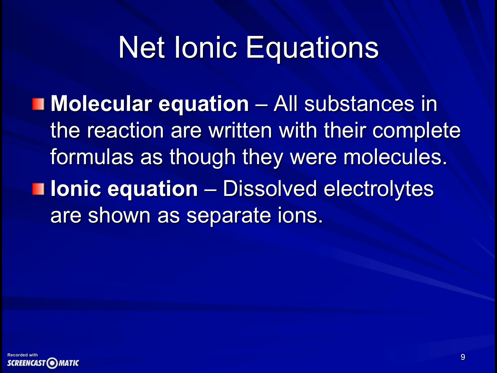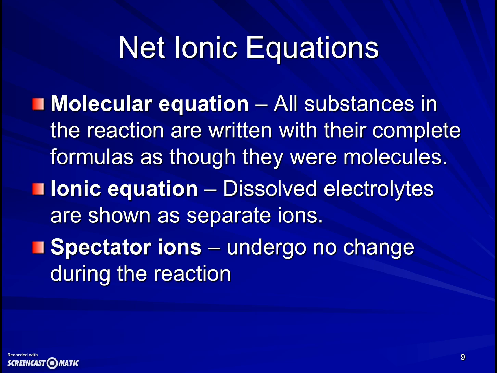An ionic equation, though, instead of writing the formula unit for ionic compounds or for strong acids, writes those as separated ions. So a reaction in which HCl was involved, we wouldn't write HCl. We would write H plus and Cl minus. A reaction in which KBr, potassium bromide, was involved, we wouldn't write KBr. We would write K plus as a separate entity from Br minus.